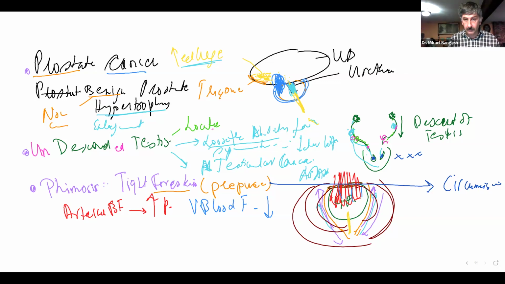Because how do you deal with the swelling of the glands? Even if the glands haven't swollen, the foreskin can always be pulled back down again. But there's going to be an increased risk that the same thing will happen. So what they mainly say is the best thing to do is circumcision.